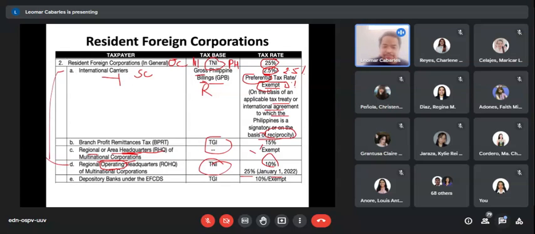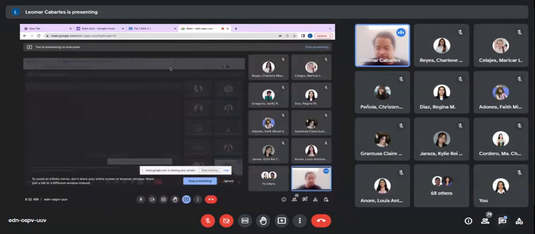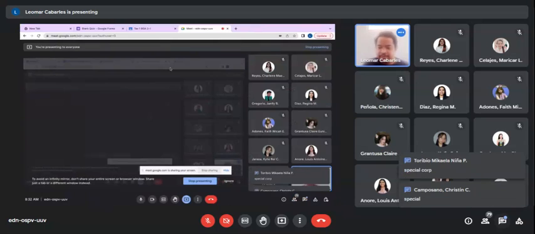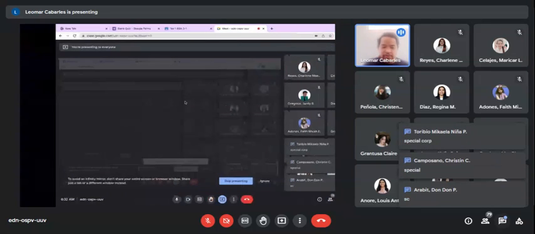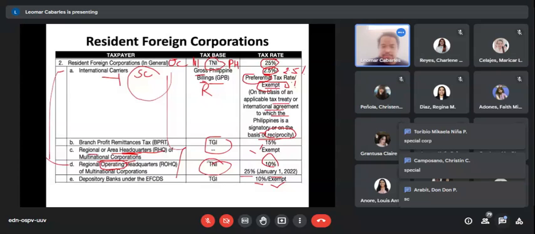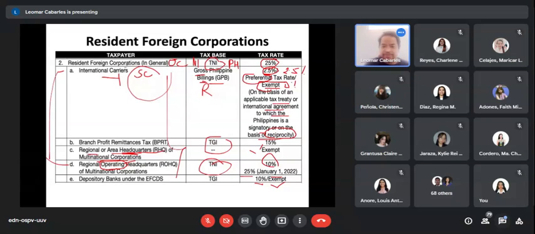And finally, we have the FCDU. So 10% or pwedeng exempt. So again, what do you call this 5? International carriers down to FCDU. You call them special corporations. Okay? Although the number 4 will eventually become, starting this year, ordinary corporation.